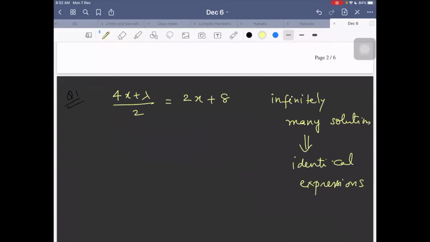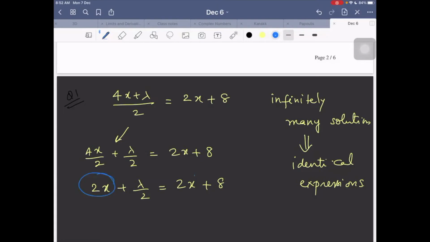There are two ways to think about it. You either distribute the 2 in the denominator to the 2 terms in the numerator. So this can be written as 4x by 2 plus lambda by 2 is equal to 2x plus 8. So 4x by 2 is going to be 2x. 2x plus lambda by 2 is equal to 2x plus 8. Now for this equation to have infinitely many solutions, the expressions on both LHS and RHS must be the same. Your half job is done because this part is done, and you just have to make these two equal.